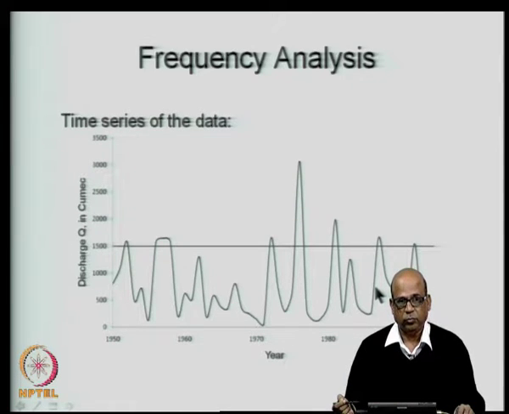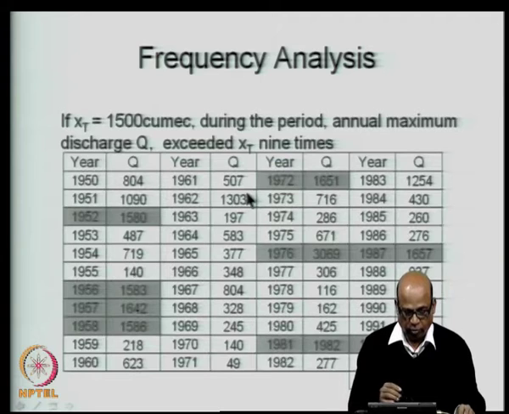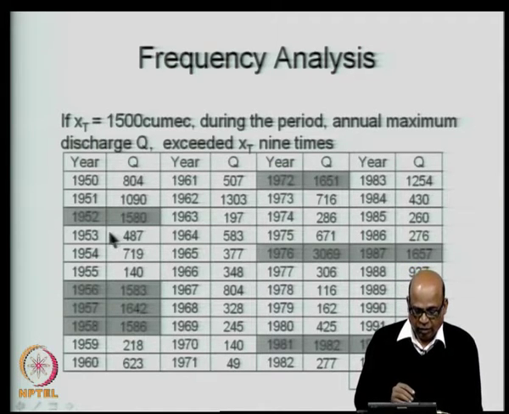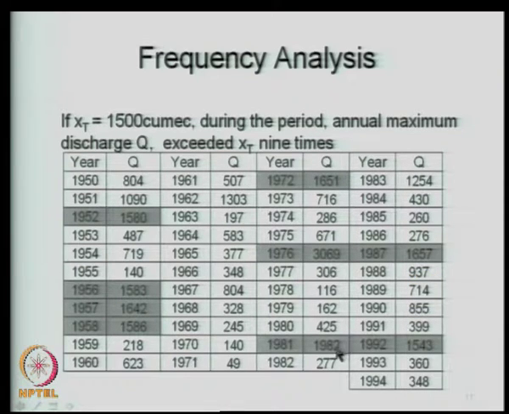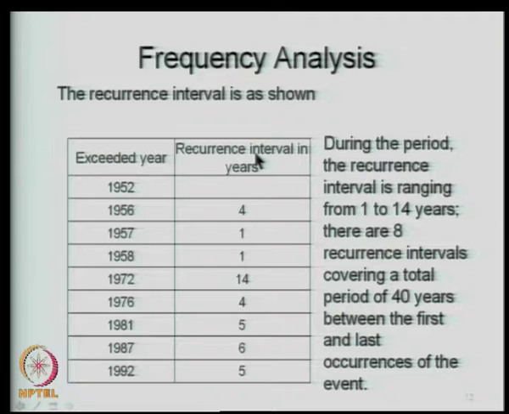So, there are 9 such events as we can see here. From the data, whenever the value 1500 has been exceeded, we call it a success. So, 1, 2, 3, 4, 5, 6, 7, 8 and 9. 9 times in the 45-year record, the value of 1500 has been exceeded. What do we do with this information? We will now calculate the recurrence interval.